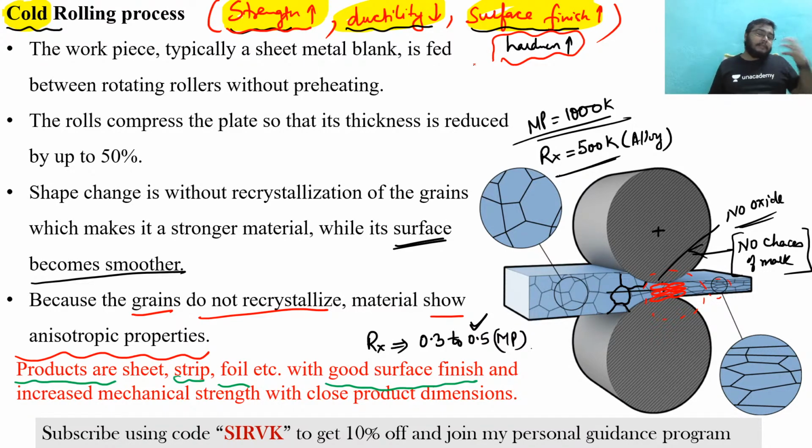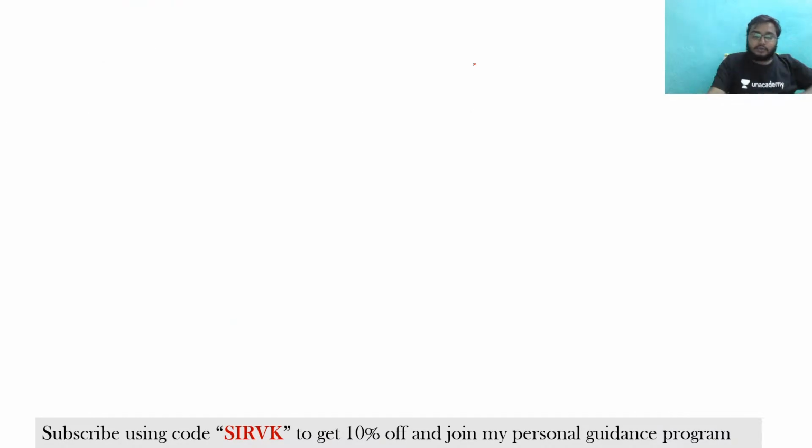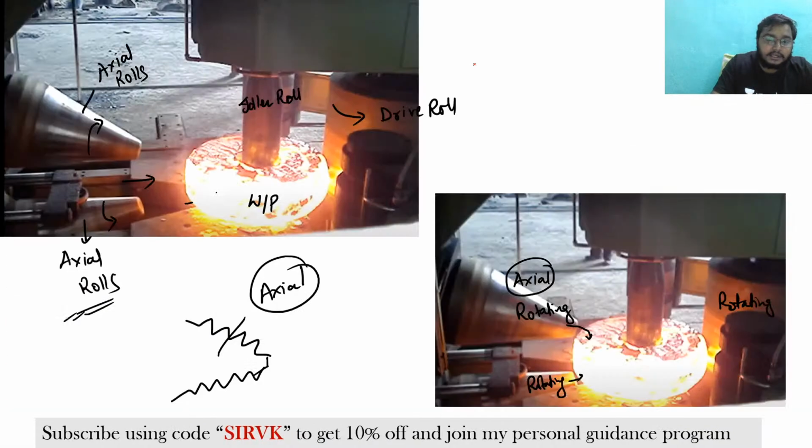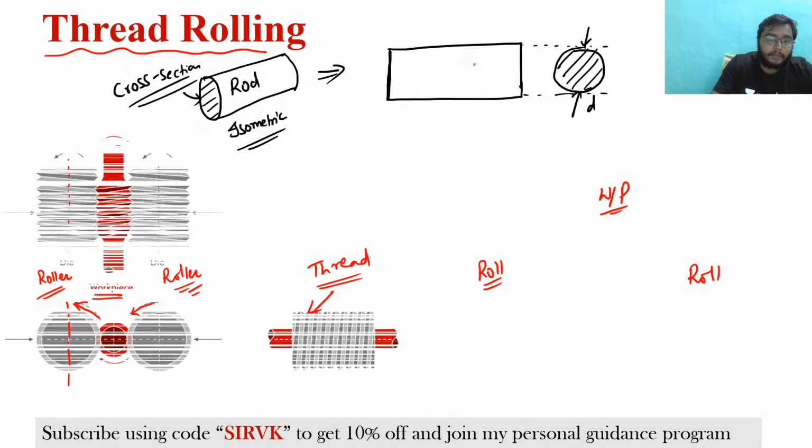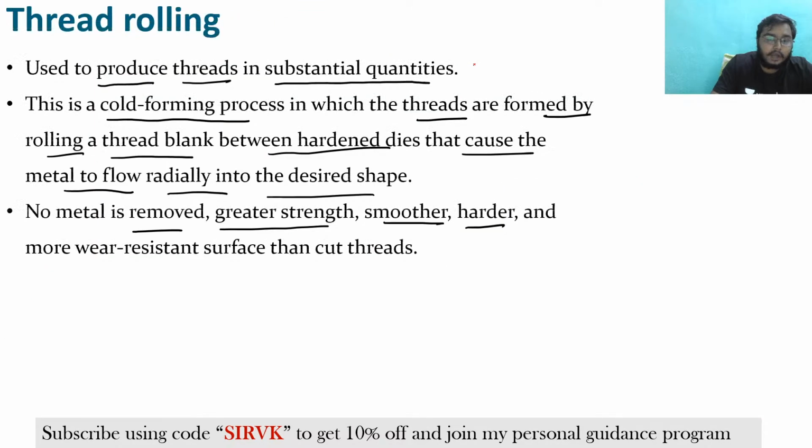If strength would be more, hardness will be more. Strength would be less, hardness would be less. So from these conditions, you can very easily say what I have written here. Now you can understand that no metal is removed, greater strength. Why greater strength? Because it is a cold forming process. Smoother, so surface finish is more. Why? Because it is a cold forming process. Next one, it is harder, so hardness is more.